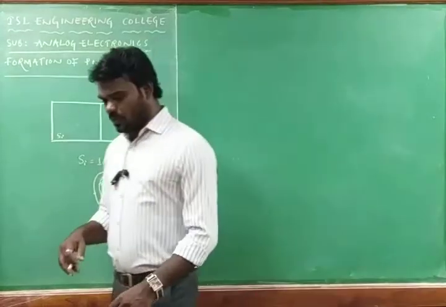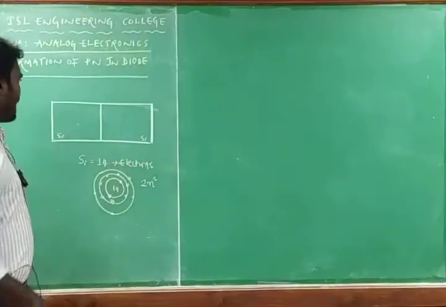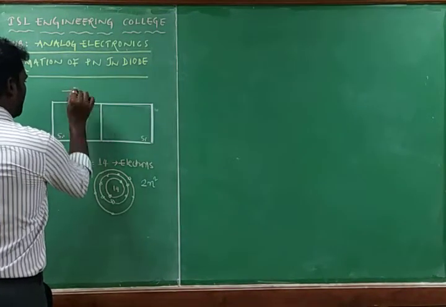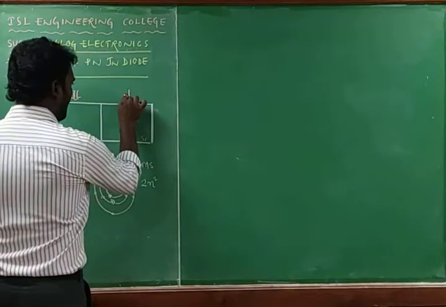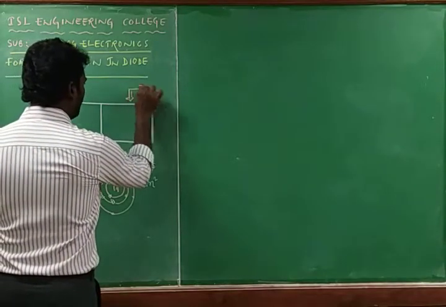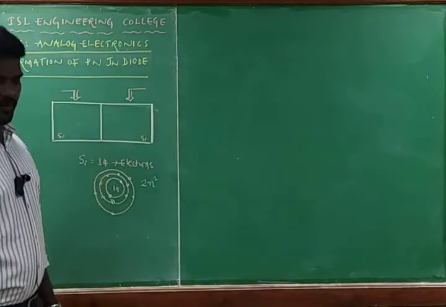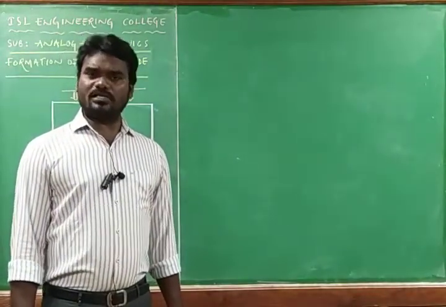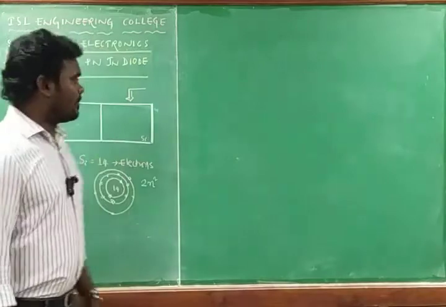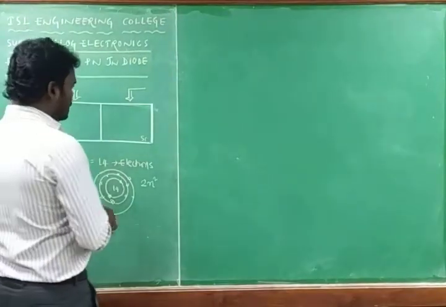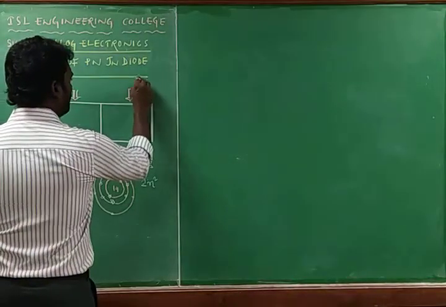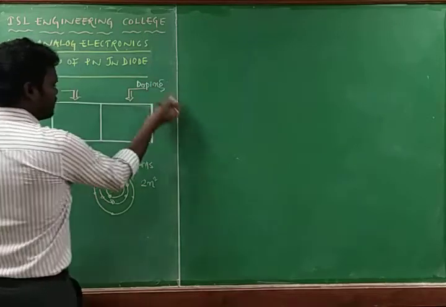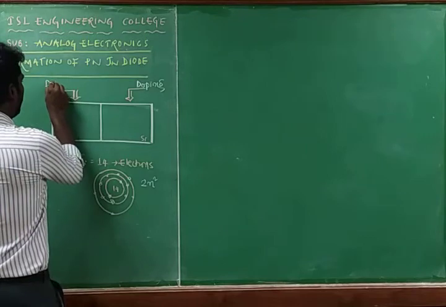And by using this process, we are going to add some impurities to the two halves of a silicon. Adding impurities to a semiconductor is called doping. The process of adding impurities to the pure semiconductor is called doping. Now what are we doing? We are using a process called doping.